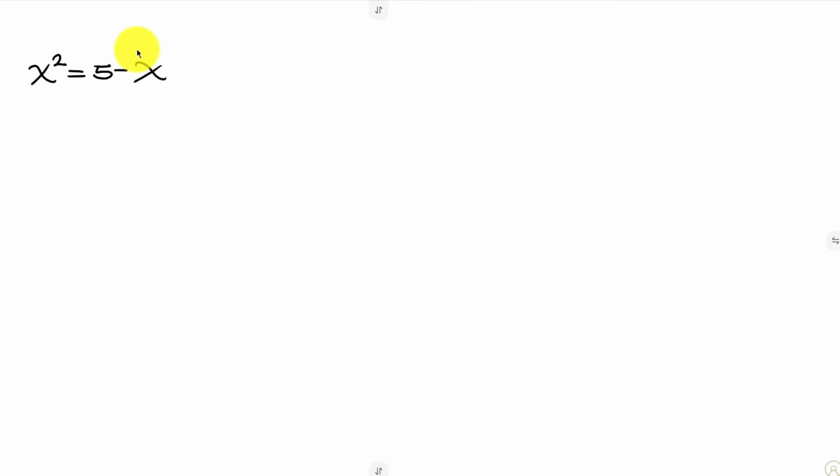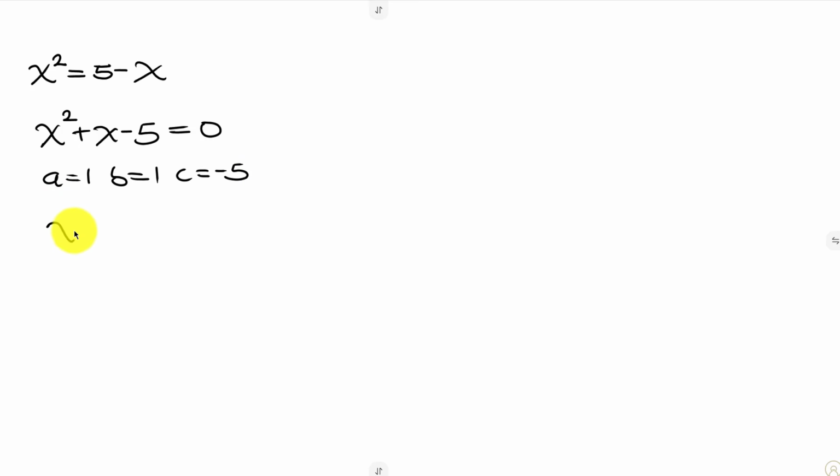Now let's move everything to one side. So we have x squared. As this crosses, it becomes plus x. As this crosses, it becomes minus 5. And this is equal to 0. So we have a nice quadratic equation. Now we're going to be using the quadratic formula to solve this. A from here is 1. B is also 1. C is negative 5.